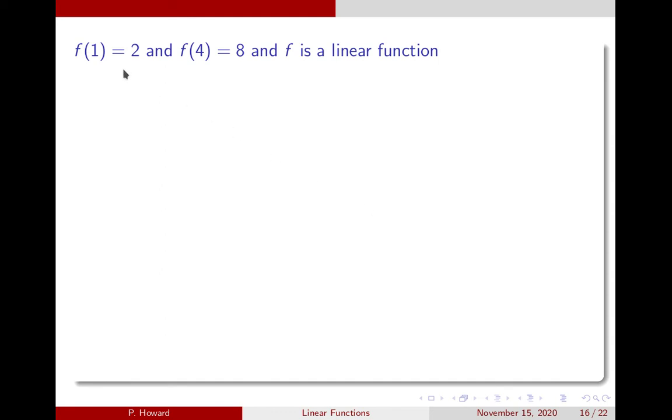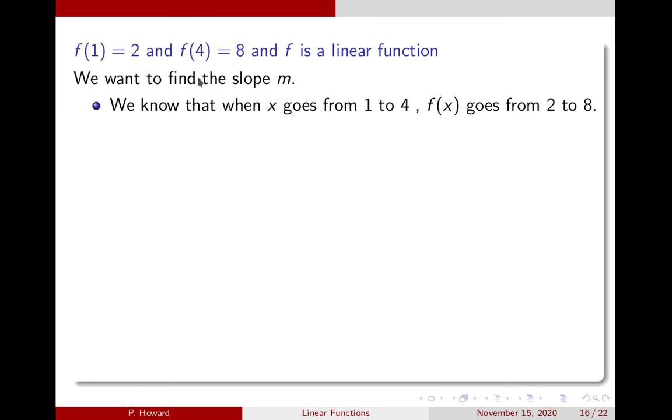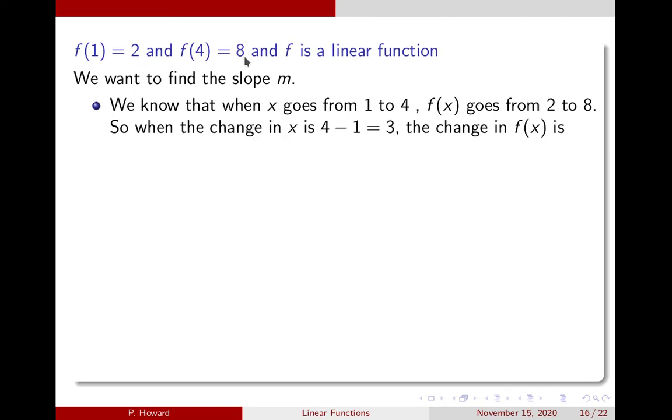So let's suppose we know f of 1 is 2 and f of 4 is 8, and that f is a linear function. Our goal here is to find the slope, m, of the linear function. So we know that as x goes from 1 to 4, f of x goes from 2 to 8. Going from 1 to 4 is a change in x of size 3. The distance from 1 to 4 is 4 minus 1, which is 3.